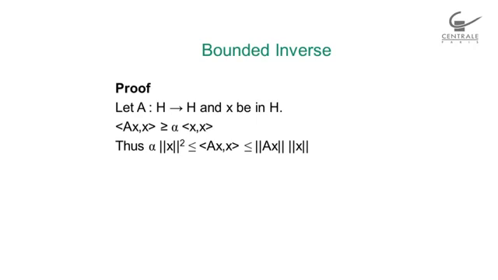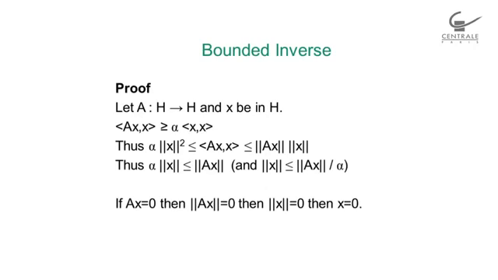So from here, we can derive that alpha times the norm of x is smaller than the norm of Ax. You can just simplify by the norm of x if it's not 0, and if it's 0, well, that holds anyway, so that's not a problem. So what we have here is that the norm of x is smaller than 1 over alpha times the norm of Ax.